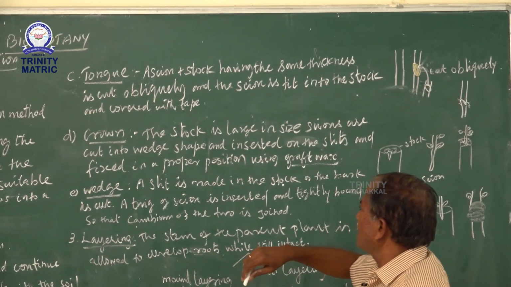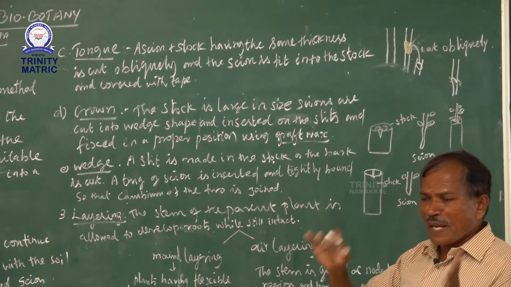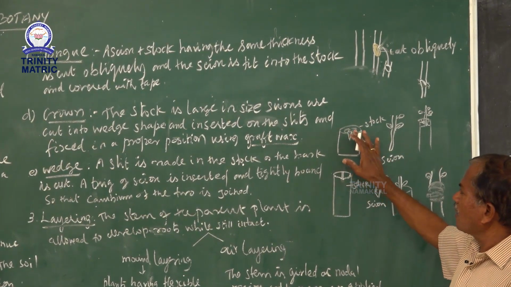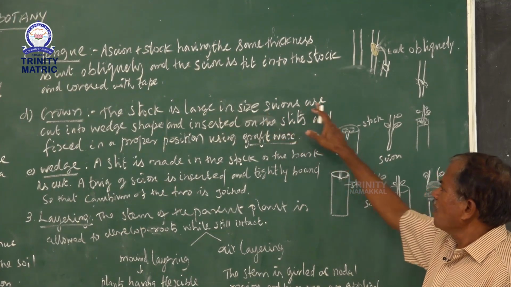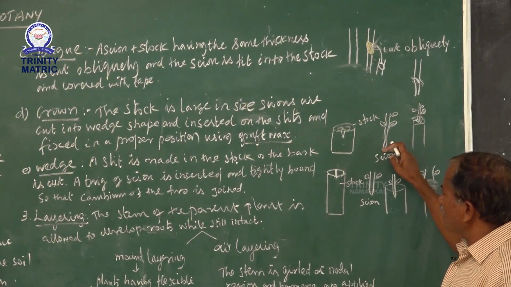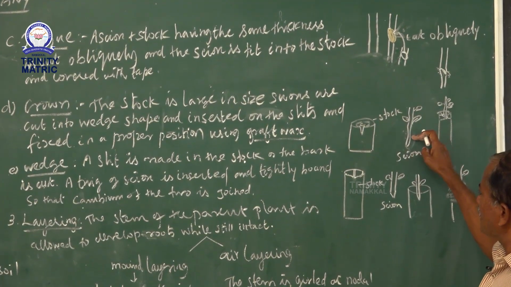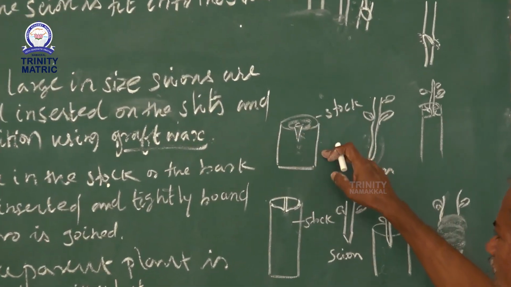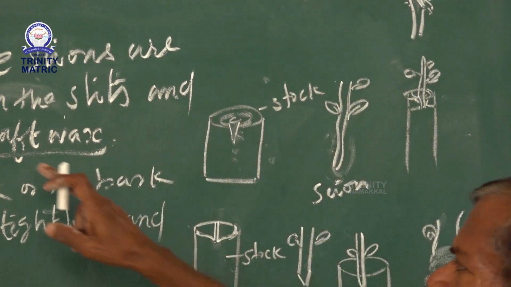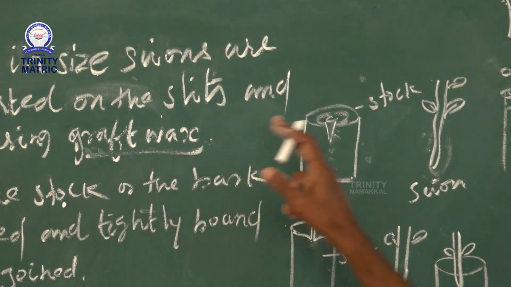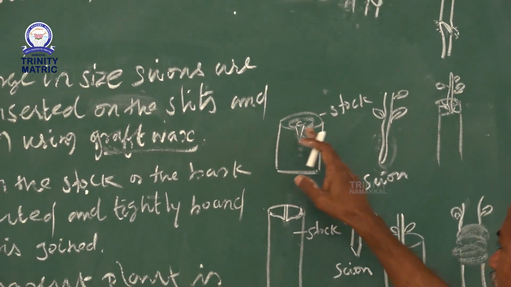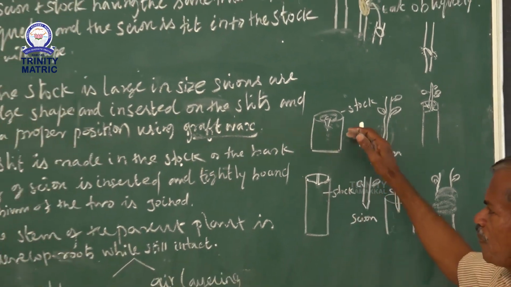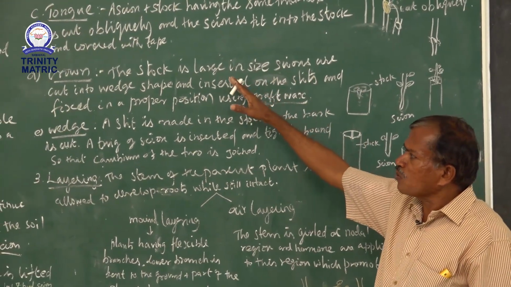Next one is crown grafting. When large sized plants are used for grafting, because the stalk is large in size, the scions are cut into a wedge shape, inserted into the slits and fixed in a proper position using grafting wax. So wax is fixed to both the stalk and the scion. Let's leave it for a few days to develop into a new plant. This type of technique is called crown grafting.